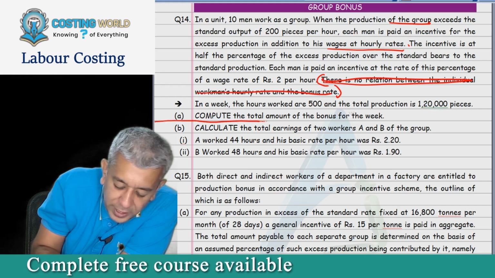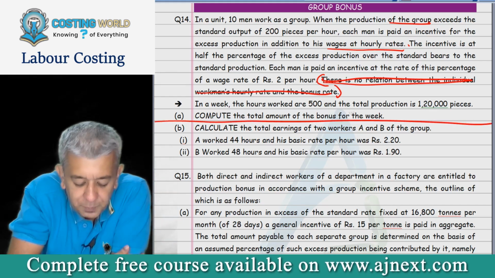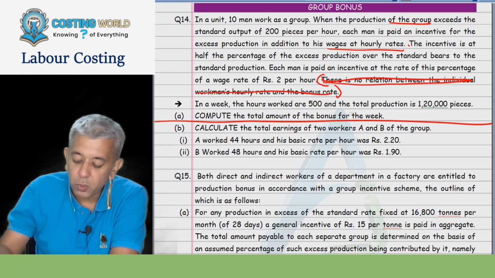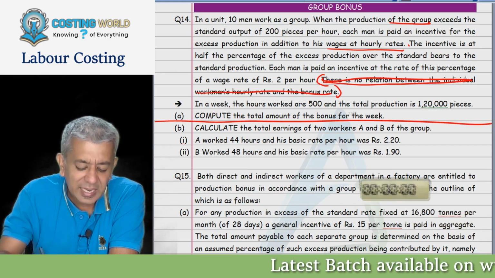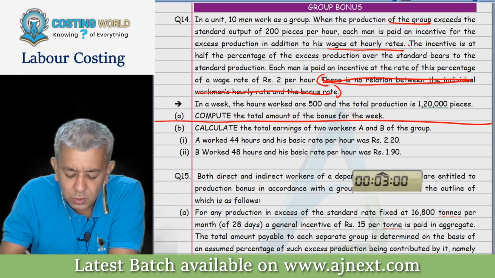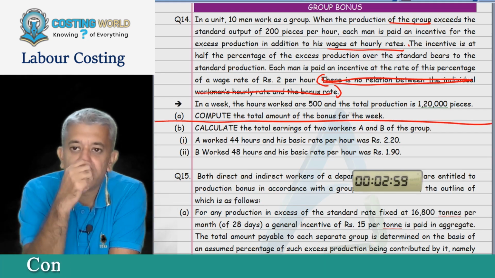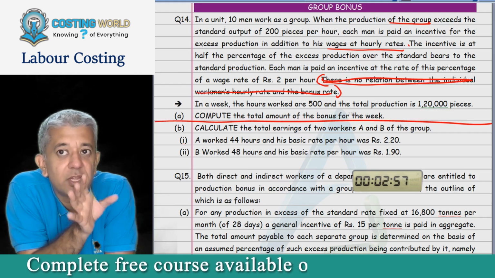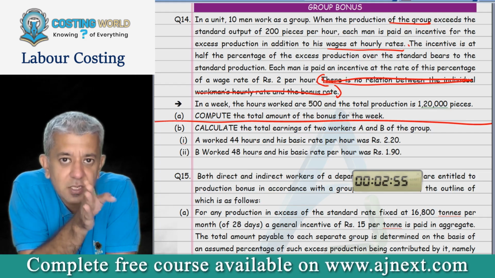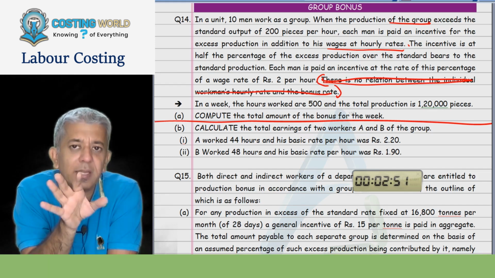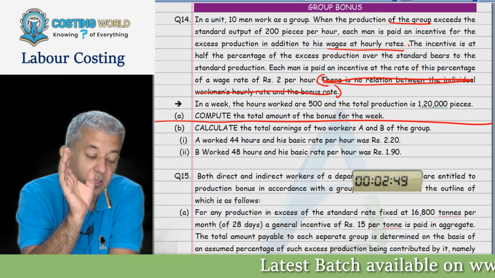Part A. You are only reading Part A. Compute the total amount of bonus for the week. I'm giving you 3 minutes. It's slightly a harder question, but not that hard also. You all have done harder questions in this. Get me the answer for Part A. How much bonus will the group get? Like yesterday's question, keep on reading, keep on getting the answer for one line. By the time you reach the end, you will have the answer. Try.